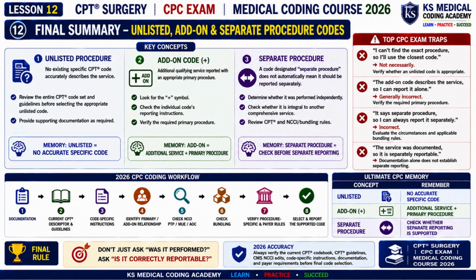Your 2026 CPC coding workflow is: documentation → current CPT descriptor and guidelines → code-specific instructions → primary and add-on relationship → NCCI check → bundling check → procedure-specific and payer rules → select and report the supported code. The ultimate CPC memory is: unlisted equals no accurate specific code. Add-on equals additional service plus primary procedure. Separate procedure equals check whether separate reporting is supported. And remember the final rule: don't just ask, was it performed? Ask, is it correctly reportable?